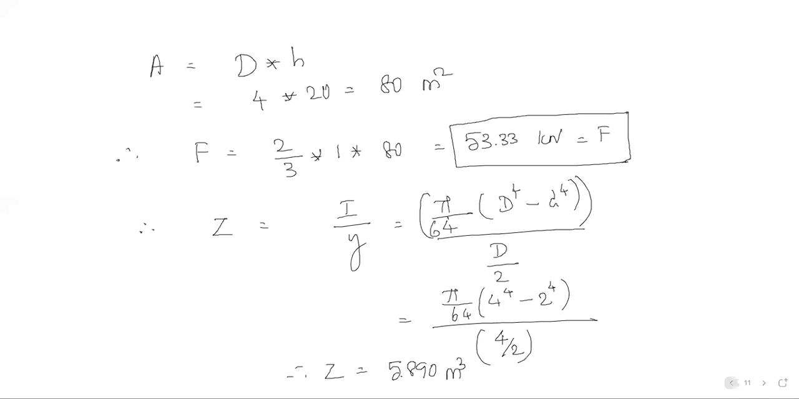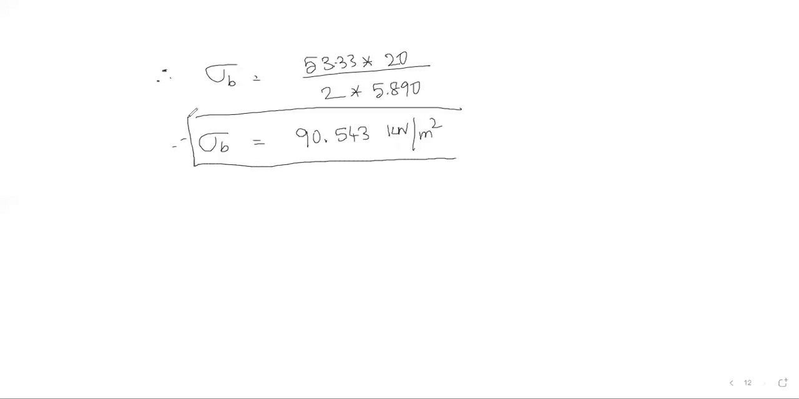Therefore sigma B is equal to F into H divided by 2 into Z. So the value of F is 53.33, into H, 20, divided by 2 into 5.890. Therefore, sigma B is equal to 90.543 kilonewton per meter square. So this is the value of sigma B.